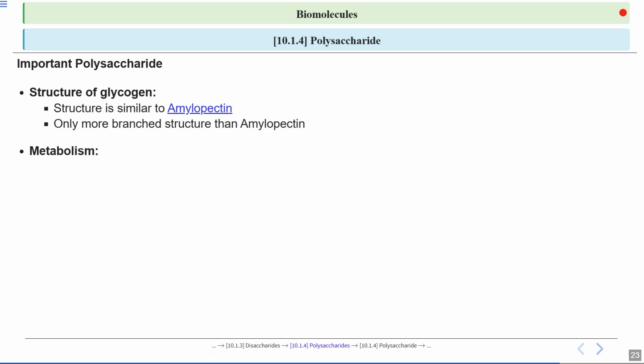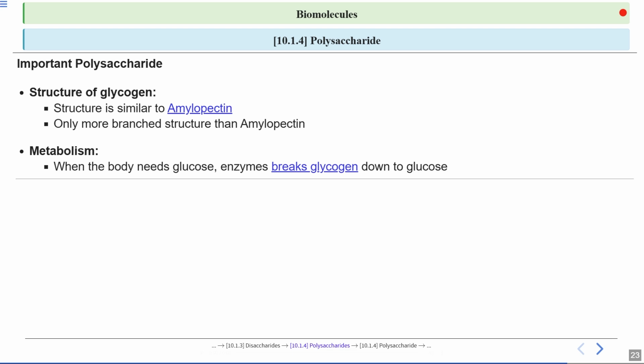Now if we talk about how glycogen is used in metabolism, when the body needs glucose, special enzymes break down glycogen into glucose molecules. This process is called glycogenolysis. This is especially important during fasting, exercise, or even between meals, ensuring that our cells always have the energy they need.